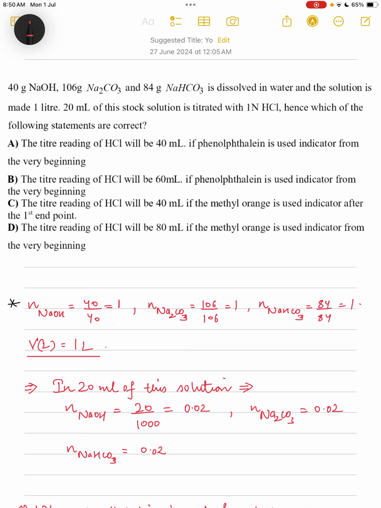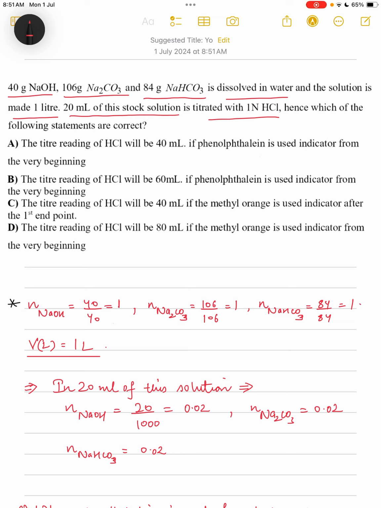The question says we are given 40 gram NaOH, 106 gram of Na2CO3 and 84 gram of NaHCO3. These three components are dissolved in water and the solution is made 1 liter. That means the final volume is 1 liter. We have taken 20 ml of this stock solution out of the 1 liter solution, and we are performing its titration with 1 normal HCl.